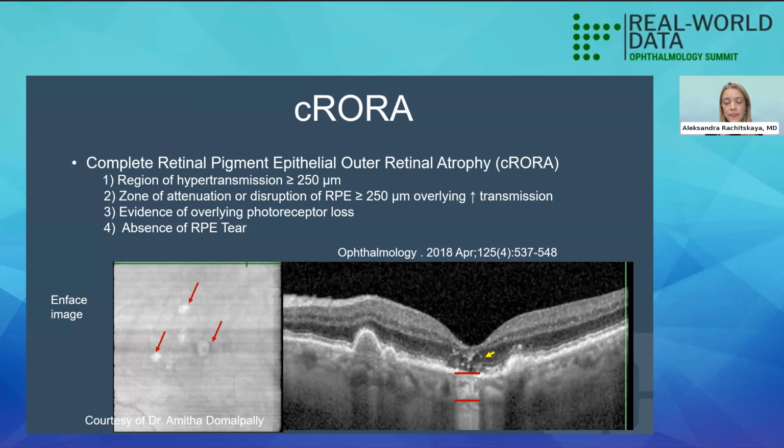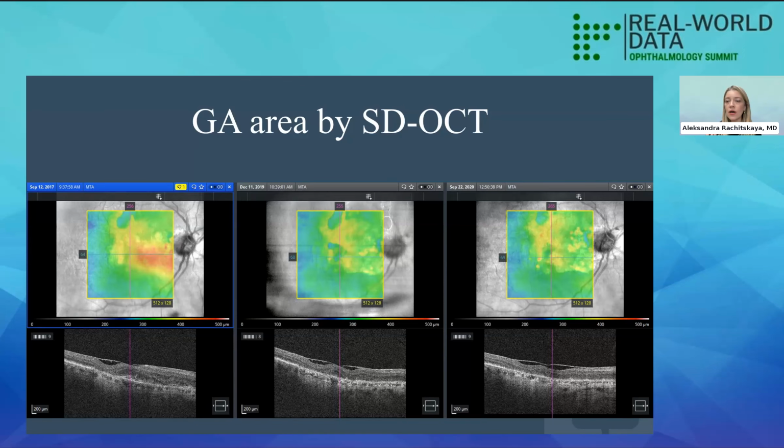And although these are classic definitions, sometimes in a busy clinic, it's hard to spend time to identify all these findings. So the question is, what about utilizing our OCT the way we do in clinic and see if that can be helpful to us to identify GA lesions?